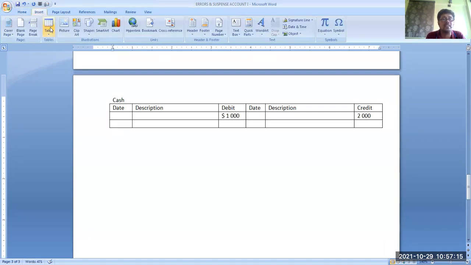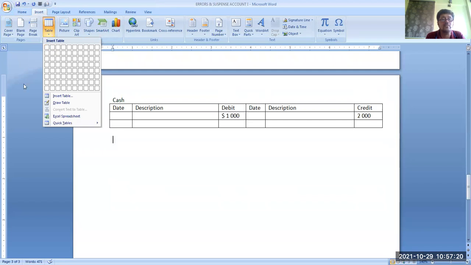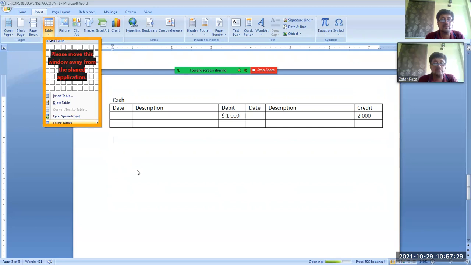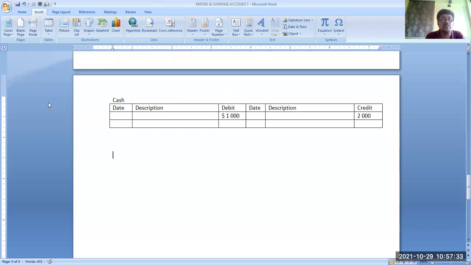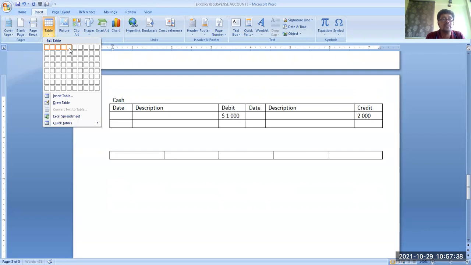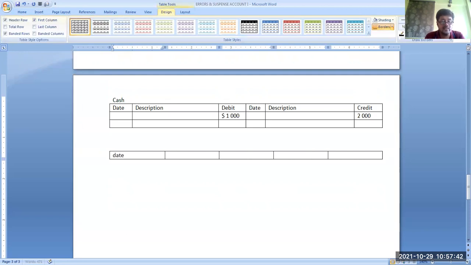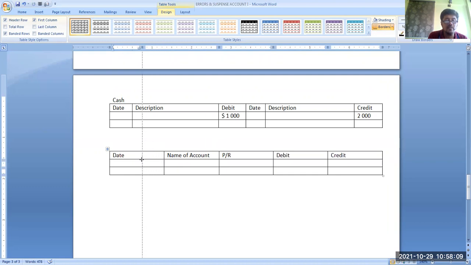So how to make it? Again, we have to make a general journal. I don't know what's wrong with my computer. Why it's not working? I don't know. Something is wrong. Okay. Now, so we have to make the journal. Date, description, or name of account. Particular, PR, debit. I think every time I have to make that, we can't copy this. Something is wrong, I don't know what's wrong.